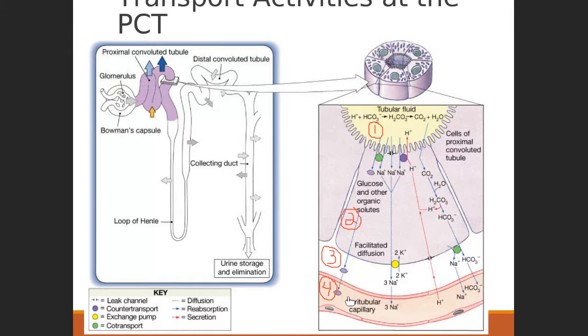So now let's start to break down the step-by-step manner. I said we would start with primary active transport. We would follow up that with secondary active transport. And then the last thing we would see is a whole lot of diffusion. The primary active transport that we see drive this excessive reabsorption is going to be our sodium-potassium pump.